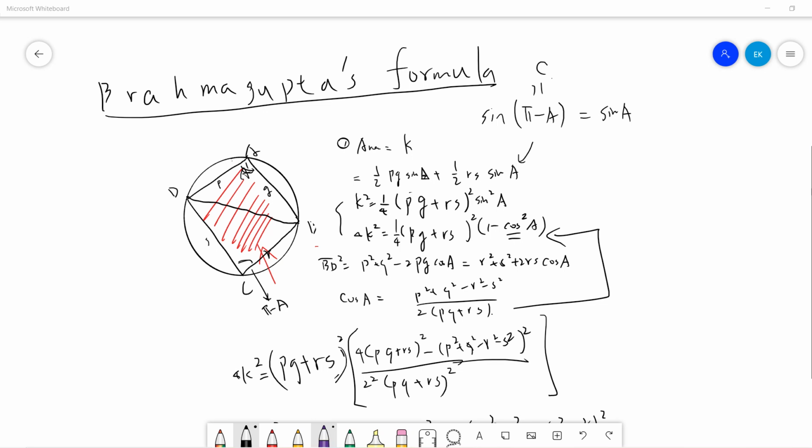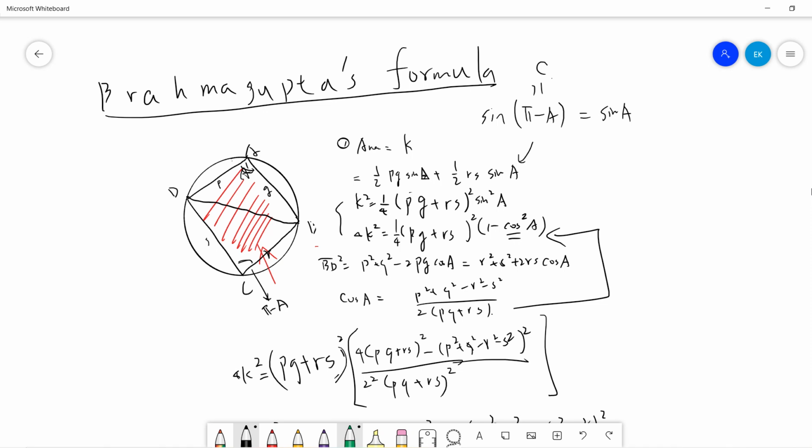Welcome guys. In this video, I'm trying to prove Brahmagupta's formula. I think this is an Indian guy, right? The idea is that if you have a quadrilateral which is inscribed by a circle, or basically inscribes a circle.